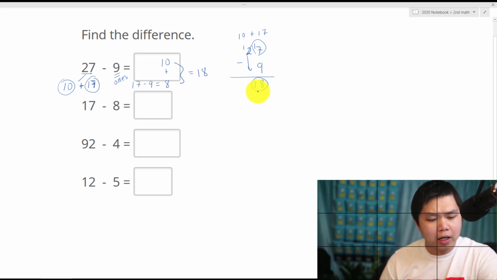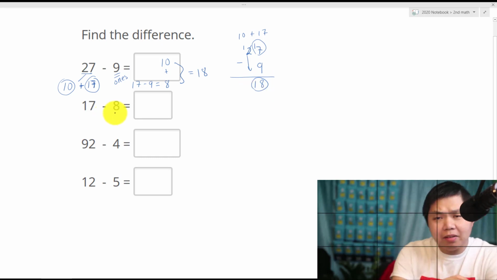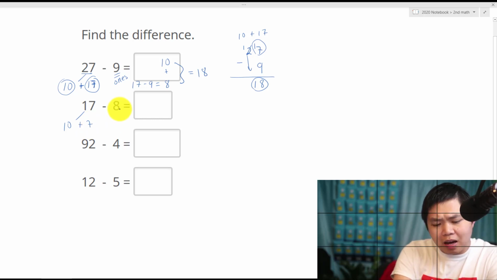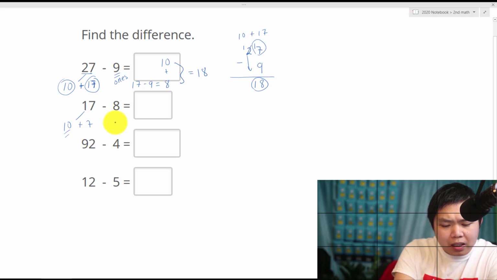Let's try another practice problem. In this case, we have 17 minus 8. What we have here, of course, we don't need to borrow. But what can I do? Of course, I have 10 and 7. What if I don't want to subtract from 7? I want to take this right here. What is 10 minus 8? That's easy, right? 10 minus 8 is 2. Now we have 2 plus 7. What's 2 plus 7? That gives us 9.